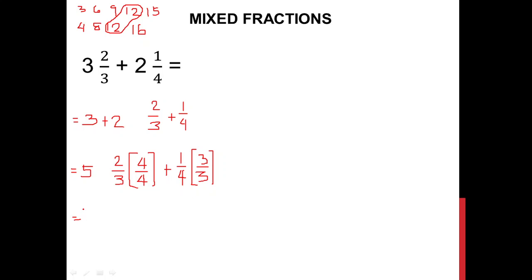So bring down 5, the whole number. So 2 times 4, that's 8. 3 times 4, that's 12. Plus 1 times 3, that's 3. 4 times 3, that's 12. So here we have a common denominator now. Both fractions are now similar. So let's bring down again the whole number. So we have 12, 8 plus 3.